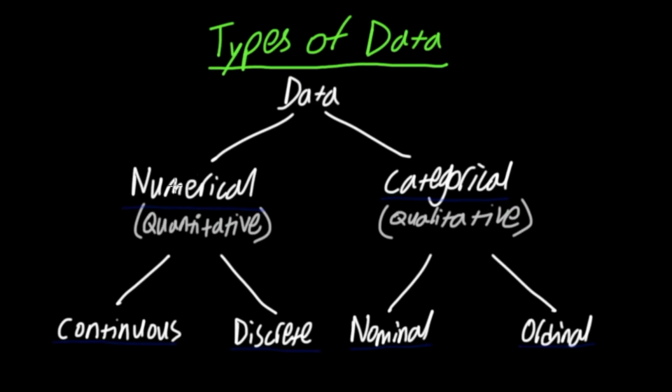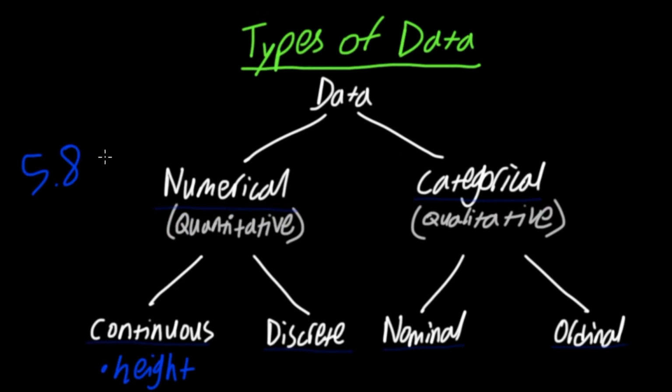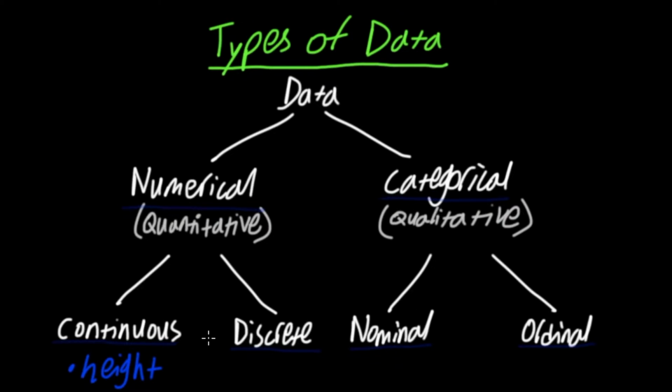So if your data is numerical, it is either continuous or discrete. Continuous and discrete are both types of numerical data. Continuous data is data that consists of any values no matter what the number is. So that can include whole numbers or decimals. It is often data that is measured. For example, someone's height. As height can be any value and it can be a decimal. So your height could be 5.8 feet. So that's continuous data.